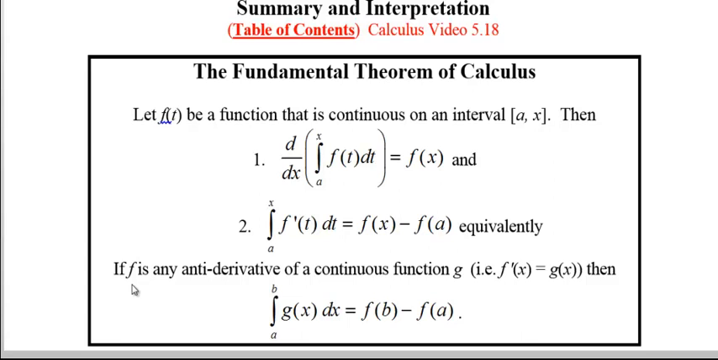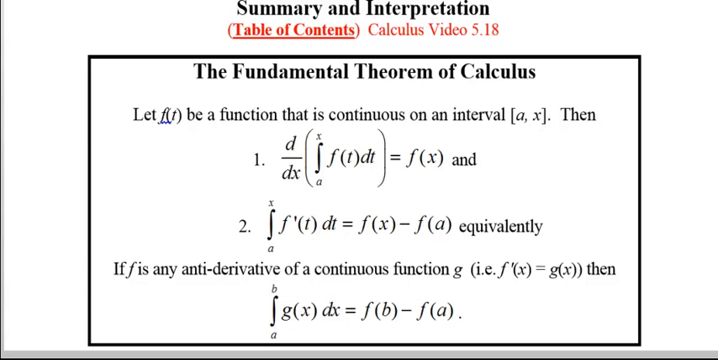But if I have a function g, there might be more than one. In fact, not might be. There are infinitely many different antiderivatives, all of which differ only by a constant. And no matter which one of those you do, you can pick any one of those antiderivatives, f, for g, evaluate at both endpoints and subtract.